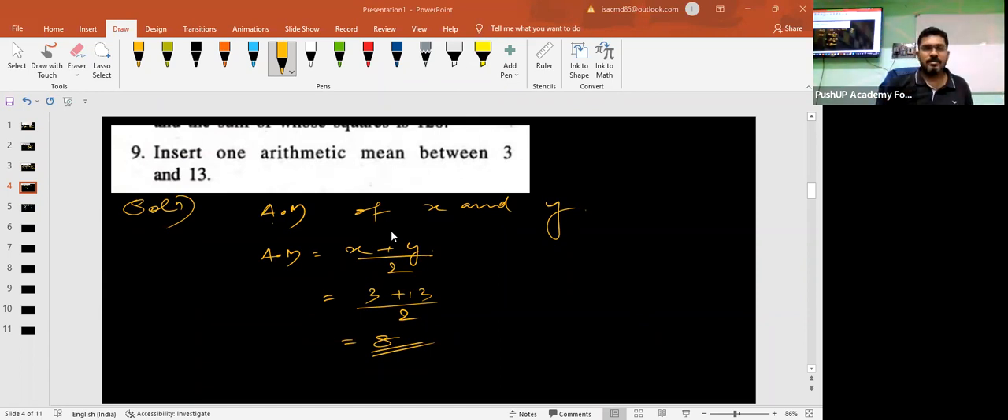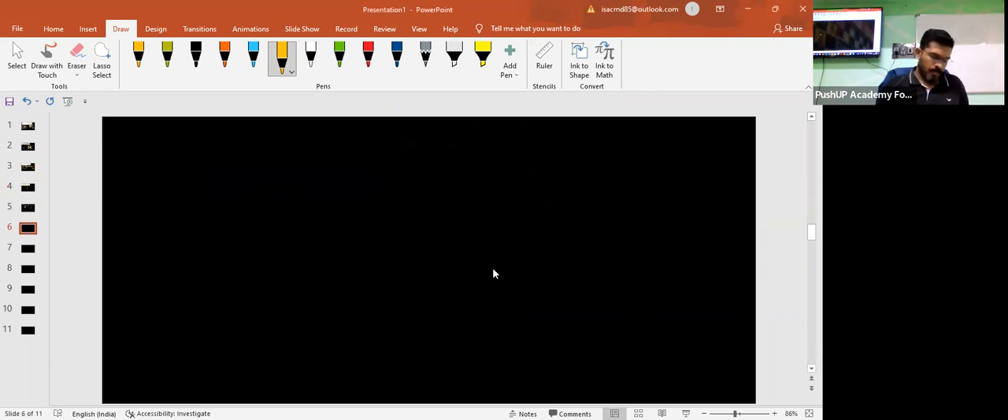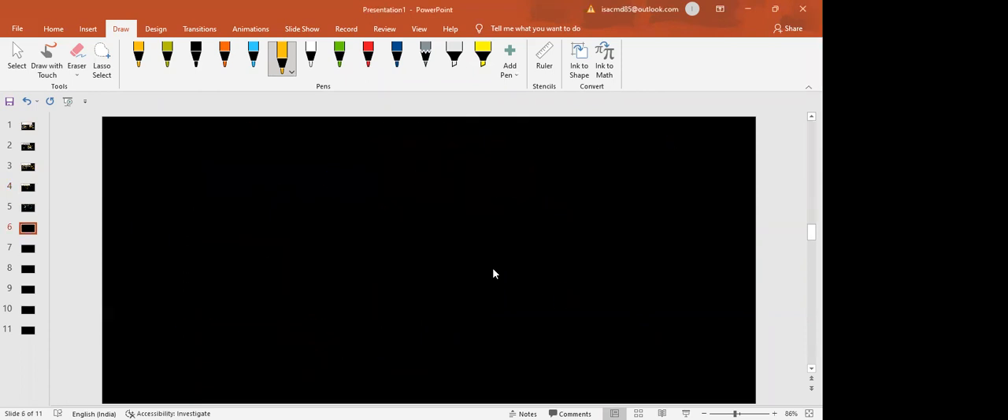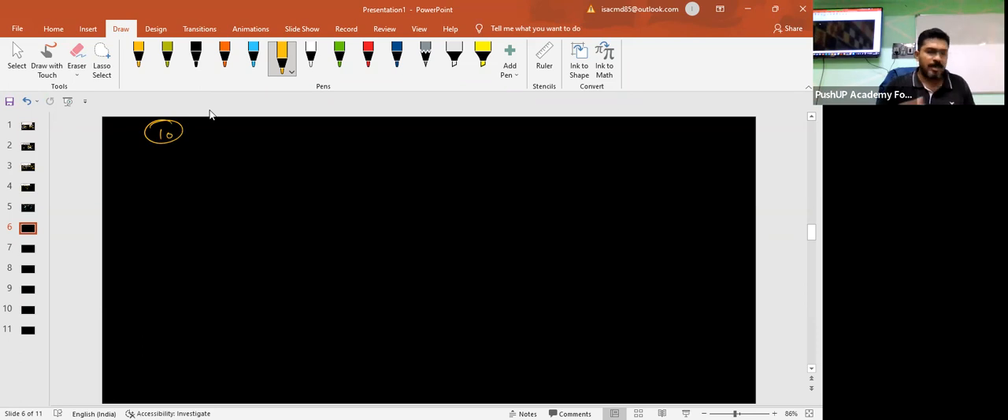Let's do the next one. Children, read the next question, 10th one. The angles of a polygon are in AP with common difference 5 degrees. Okay, I'll write here, D is equal to 5 degrees. If the smallest angle is 120 degrees, smallest angle means the first term. Right. Find the number of sides of the polygon.